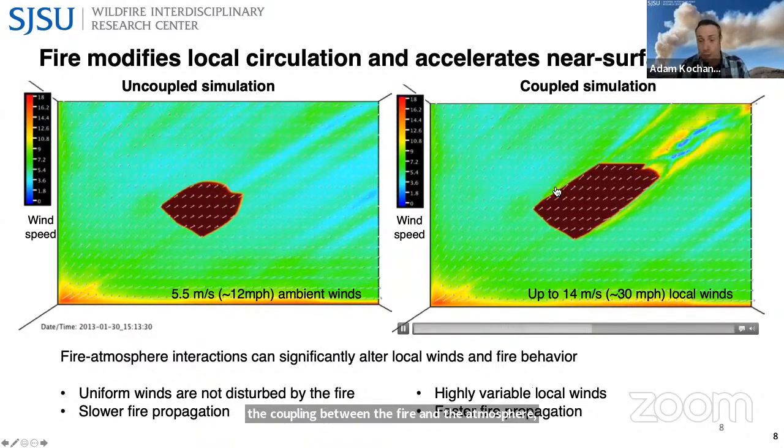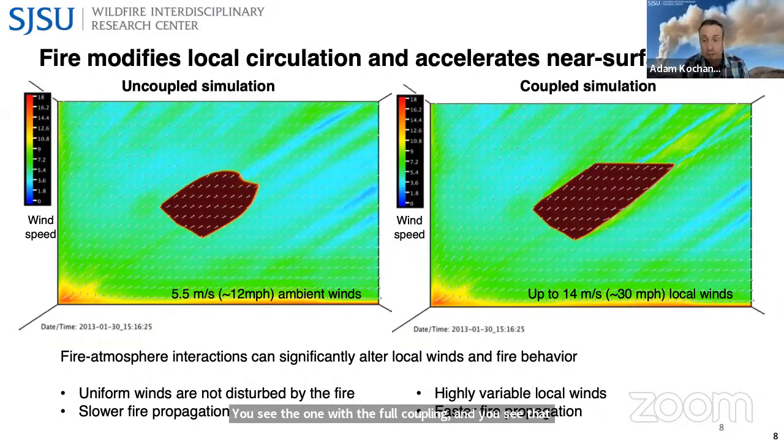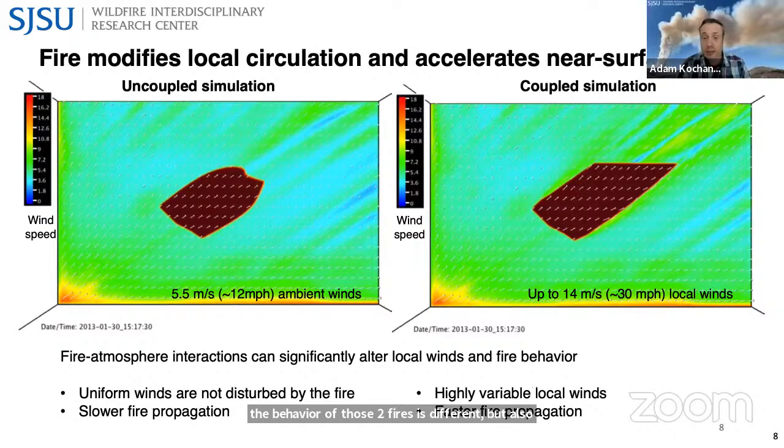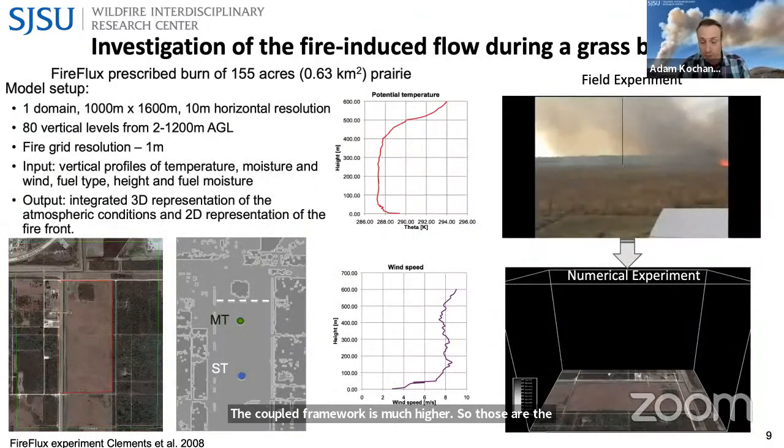And on the right side, you see the one with the full coupling, and you see that the behavior of those 2 fires is different, but also variability in the winds in the coupled framework is much higher. So those are the things that you can investigate using a coupled fire atmosphere model.